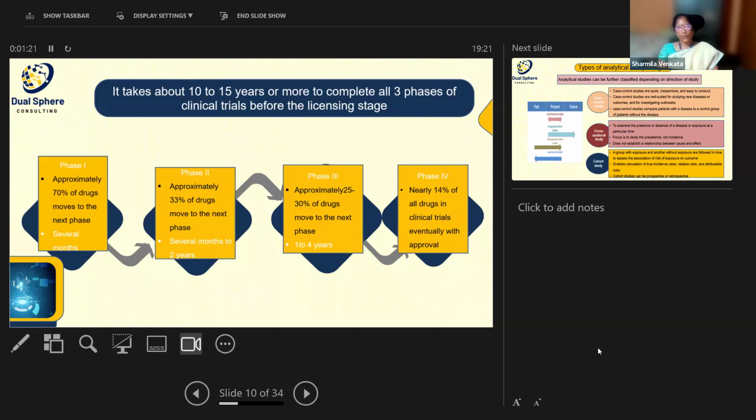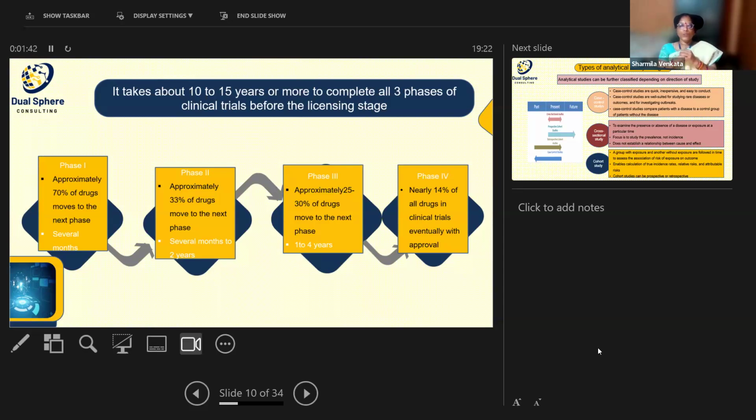So that is all of phase 1, phase 2, phase 3, and phase 4. Phase 1 is first in human, small groups, often healthy volunteers. What is the goal here? We are testing safety and dosage. Around 70% from phase 1 moves to the next phase.